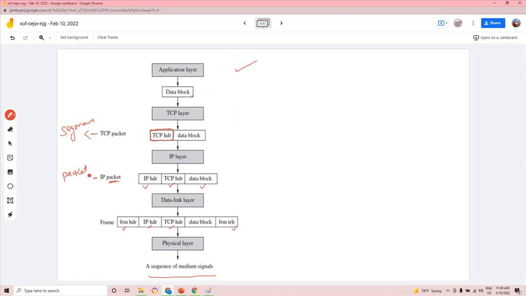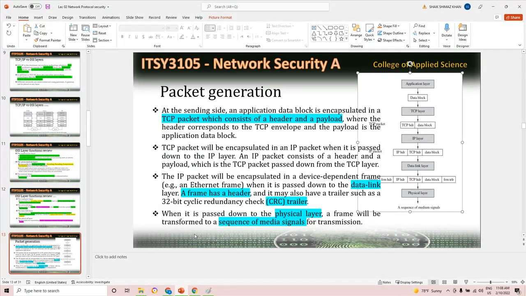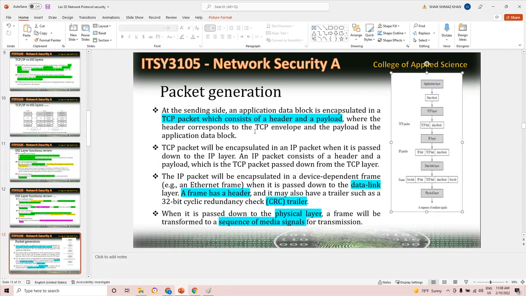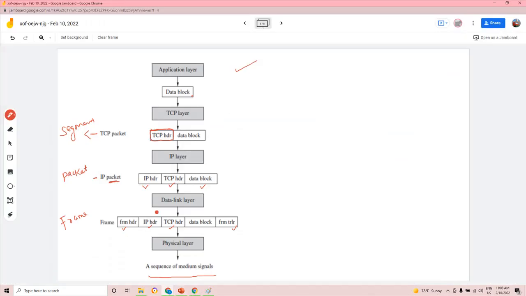Clear now, students? Segment, packet, frame. Is it clear, students? Okay, good. Please understand, don't memorize this, just try to understand this diagram. Will you do that? Can you do this diagram, students? Students, can you understand this diagram?